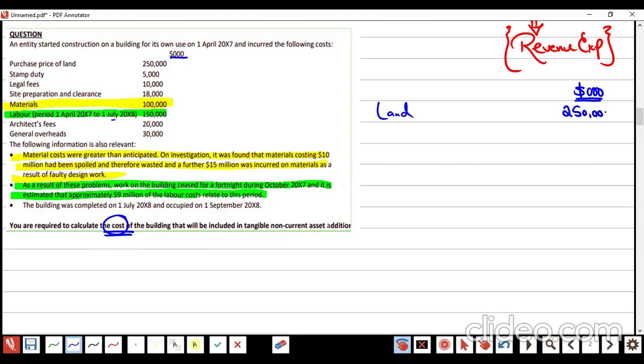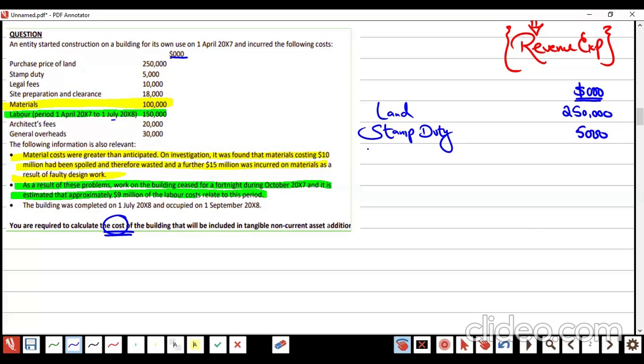Any problem? No. Stamp duty in the UK: when you buy land, in order to take it in your name, in order to register it under your name, you have to pay stamp duty. It's a registration tax. So what is that, one time or again and again? One time. Okay, finish.